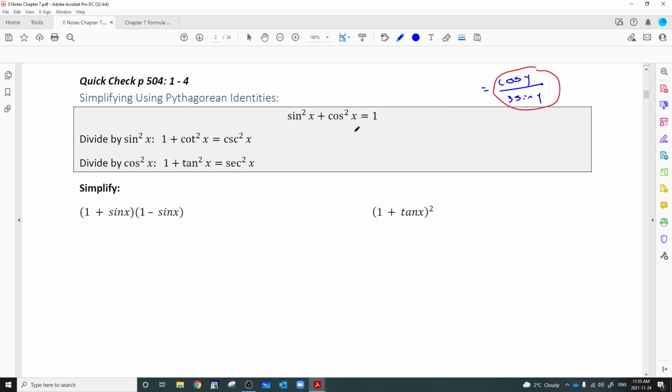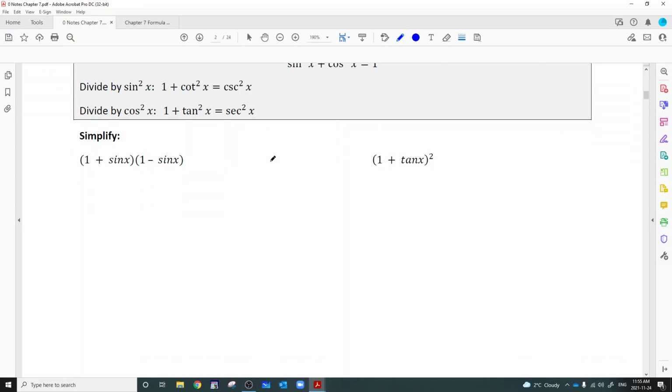But I'm just going to leave it at that and say that there are 3 other forms of this Pythagorean identity as well, that you get by firstly taking this equation and dividing by sine squared x. If you divide every single term by sine squared x, you get this form of it. Or if you take every single term and divide by cos squared x, you get this form of the Pythagorean identity. All right, so let's look at them in action.